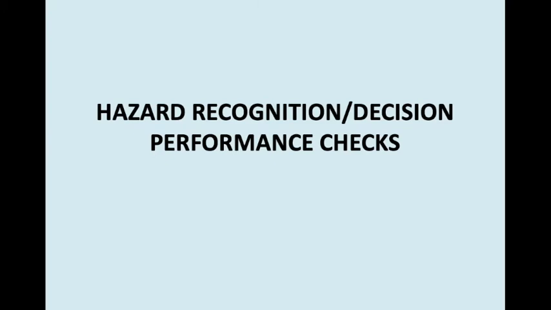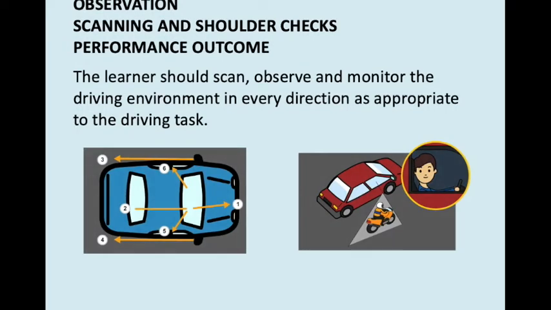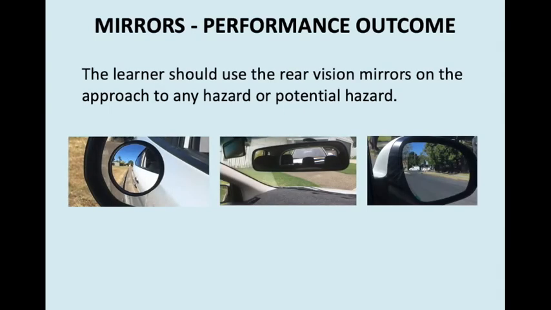Now let's take a look at the hazard recognition decision-making performance checks. Observation, scanning, and shoulder checks. The learner should scan, observe, and monitor the driving environment in every direction as appropriate to the driving task. Mirrors. The learner should use the rear vision mirrors on the approach to any hazard or potential hazard.